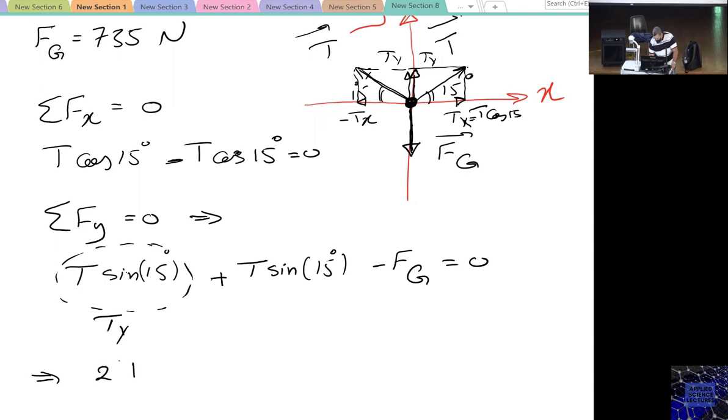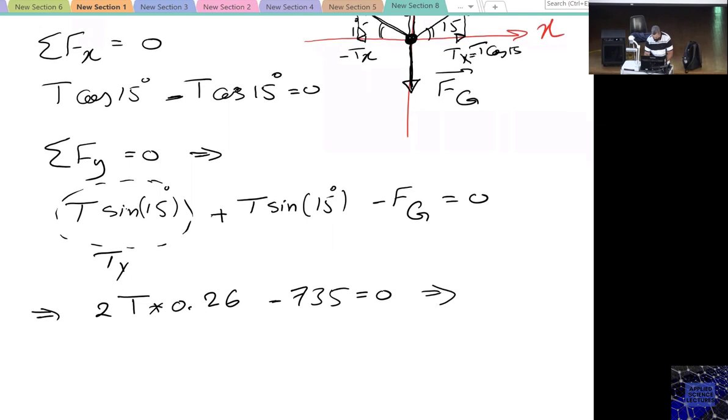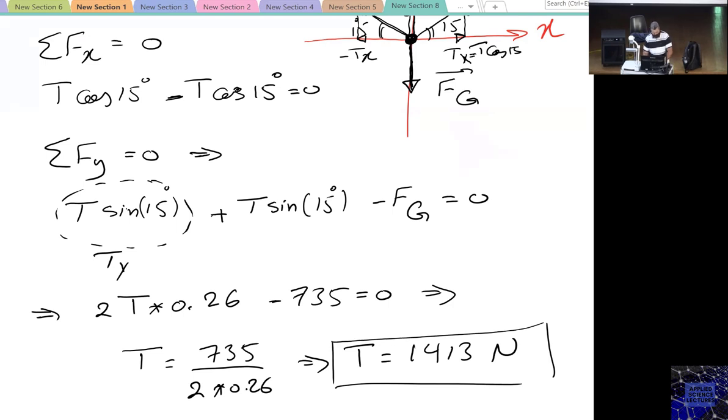So I have here 2T sine 15, 0.26, minus 735 equals zero. And in this case, the tension force is 735 divided by 2 times 0.26. And the tension force is 1,413 newtons. So this is basically what Newton's first law states.